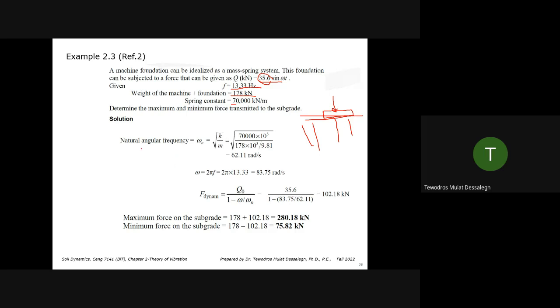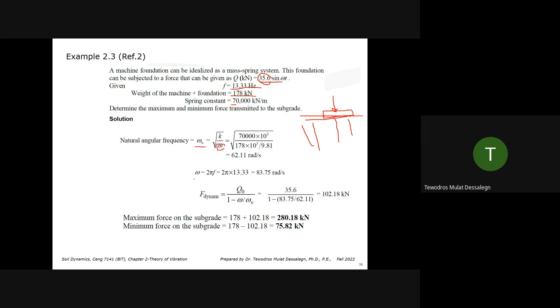So the natural angular frequency of the spring mass system for the soil, Wn, is square root of K by M. We know that. And mass is the mass of the foundation plus the mass of the machine. K is the spring constant for the soil. So we know that it's 62.11 rad per second. This is the natural frequency of our system. Our system is the mass and the spring, or the mass and the soil.